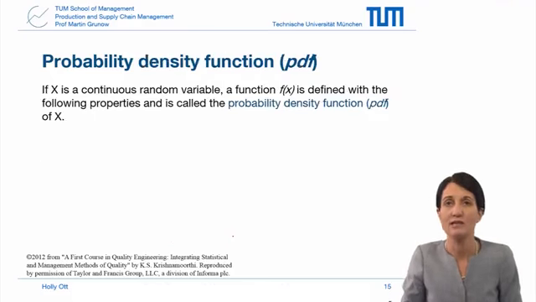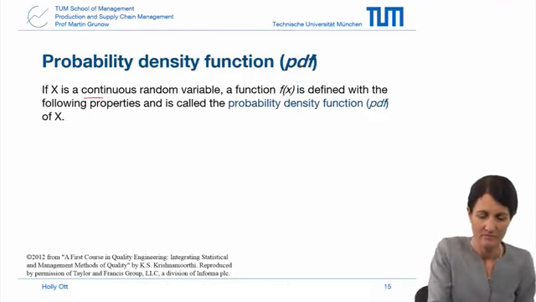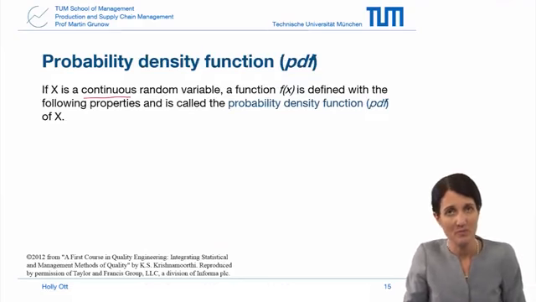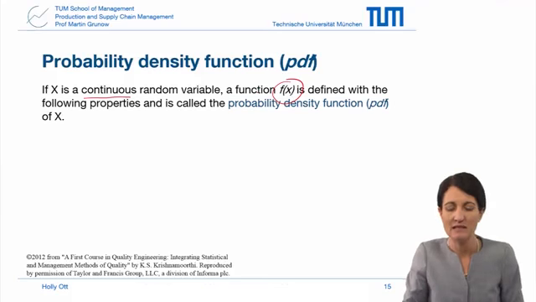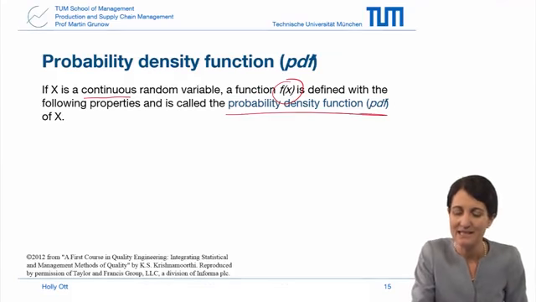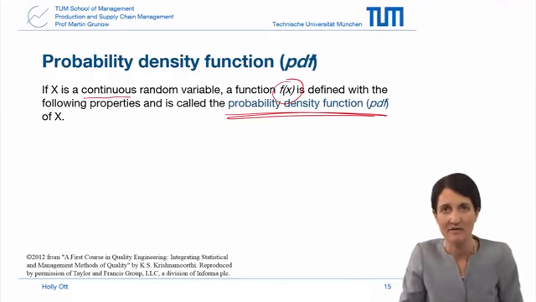Now, if we have a continuous random variable, then we don't have p of x, we have f of x. This is the probability density function, or PDF of x, and that's what we use for a continuous random variable.